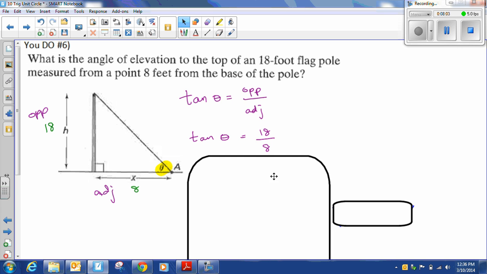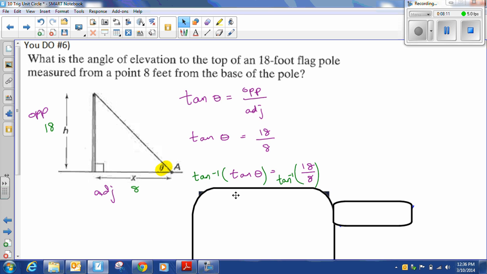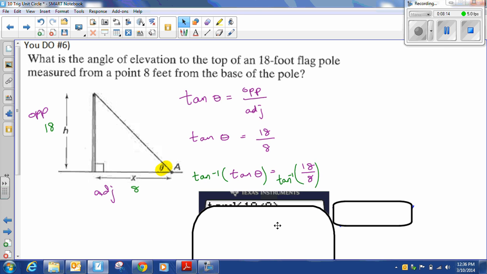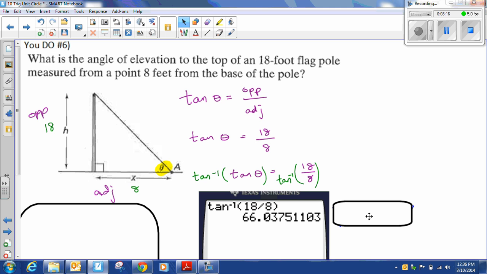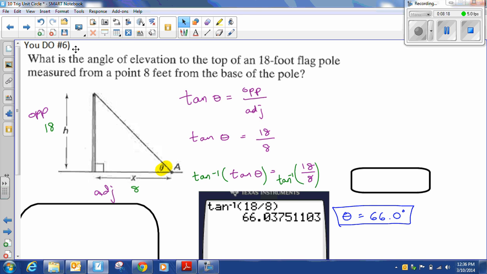So we're going to plug in tan theta equals 18 over 8. And to get the theta by itself, we have to undo tangent. So we're going to do inverse tan on both sides. And we end up with 66 degrees.